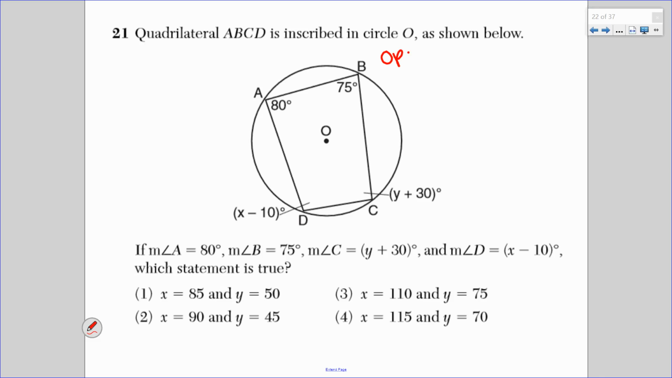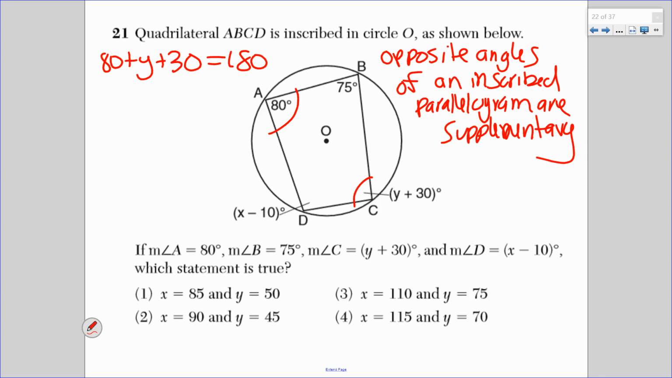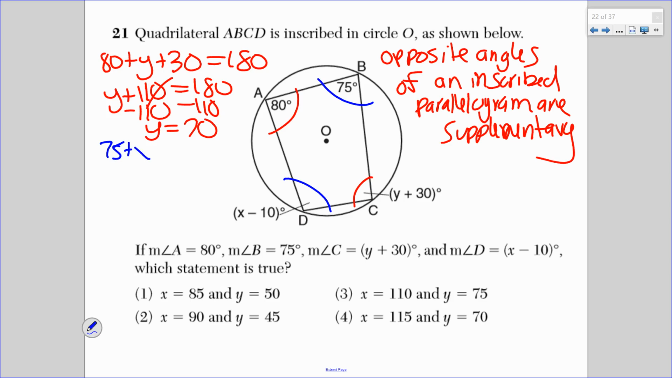This question is pretty simple if you know a rule. The opposite angles of an inscribed parallelogram are supplementary. The answer is 180. So I can look at this: 80 plus y plus 30 equals 180. Y is 70. Then I can do the same thing with these: 75 plus x minus 10 equals 180. I do the algebra.